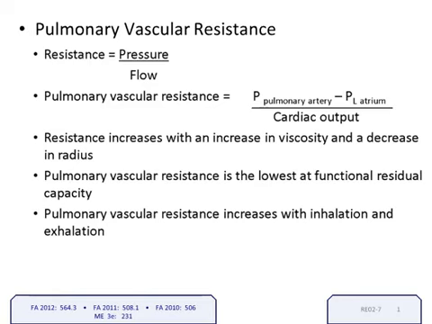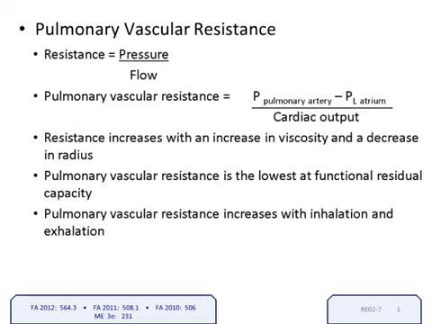It's really similar to Ohm's law, where we said that the resistance is equal to the voltage divided by the current. In this case, we have the resistance is equal to the pressure divided by the flow. Putting this in more correct physiologic terms, it's going to be resistance of the pulmonary vasculature is equal to the pressure in the pulmonary artery minus the pressure in the left atrium, so that's the pressure difference across the lungs, divided by the cardiac output, which is your flow. So the final equation is PVR equals pulmonary artery pressure minus left atrial pressure divided by the cardiac output.